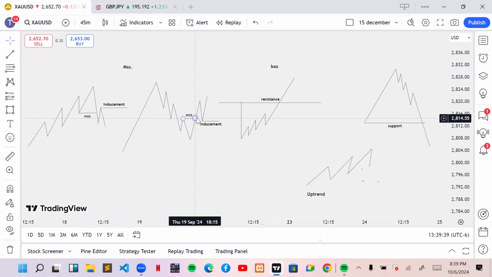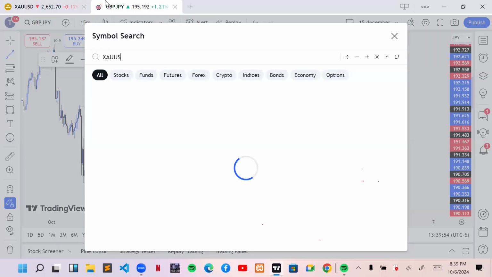Same as this, market broke structure to the upside or changed structure to the upside. After it changed structure to the upside, it made the pullback before continuing that move. The pullbacks it makes is the inducement. So let me show a live chart.